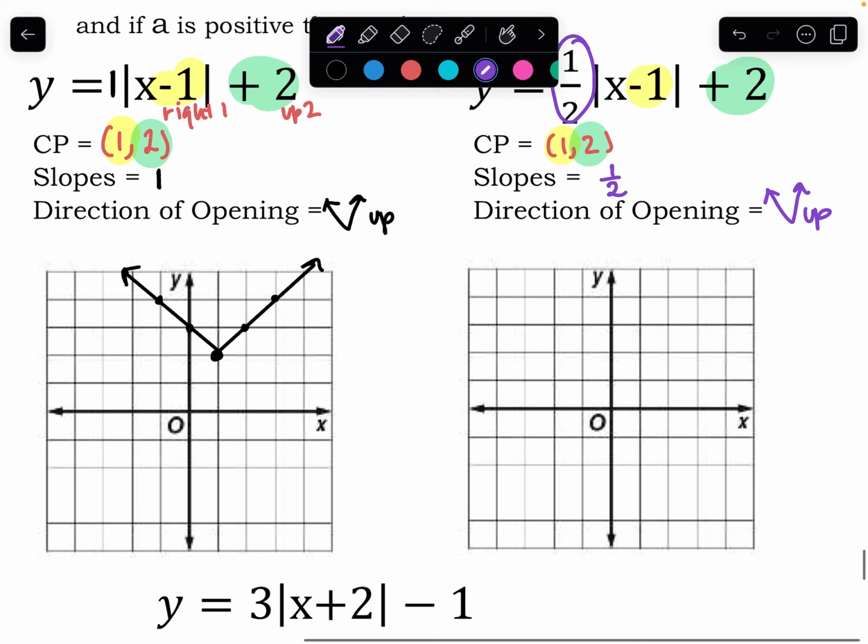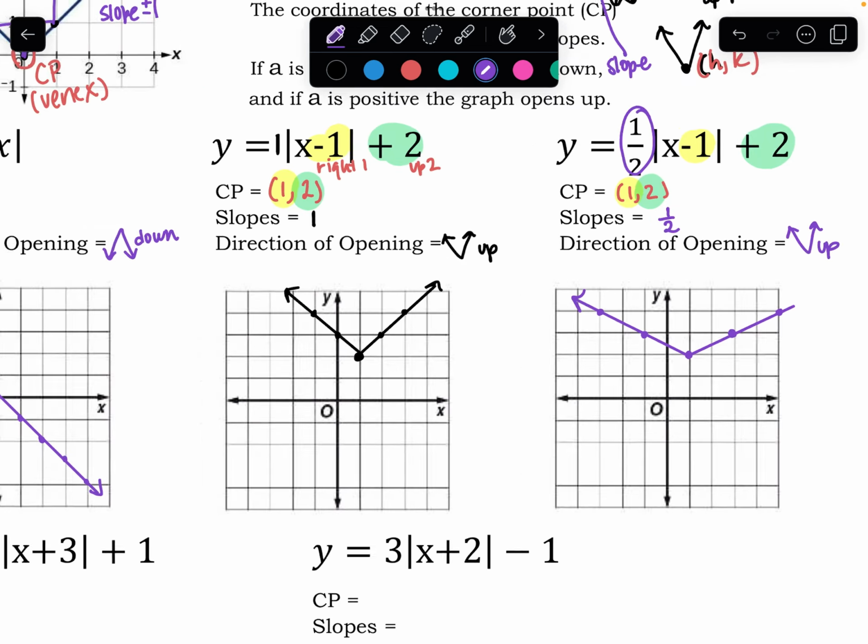And so we'll start at the critical point 1, 2. And then this time our slope is up 1 over 2, up 1 over 2. And so you can see that's our compression by 1/2. It's a wider V because of that new slope. The smaller the slope, the wider the V.